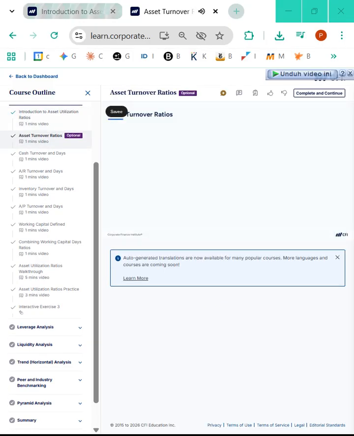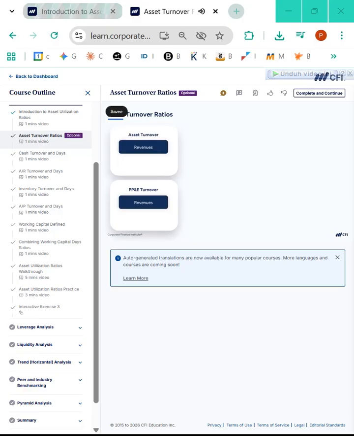Let's start with the asset turnover and property, plant, and equipment turnover ratios. You'll see that both ratios start with revenues as the numerator. The asset turnover ratio divides revenues by total assets, while the property, plant, and equipment, or PP&E, turnover ratio divides revenues by simply property, plant, and equipment.